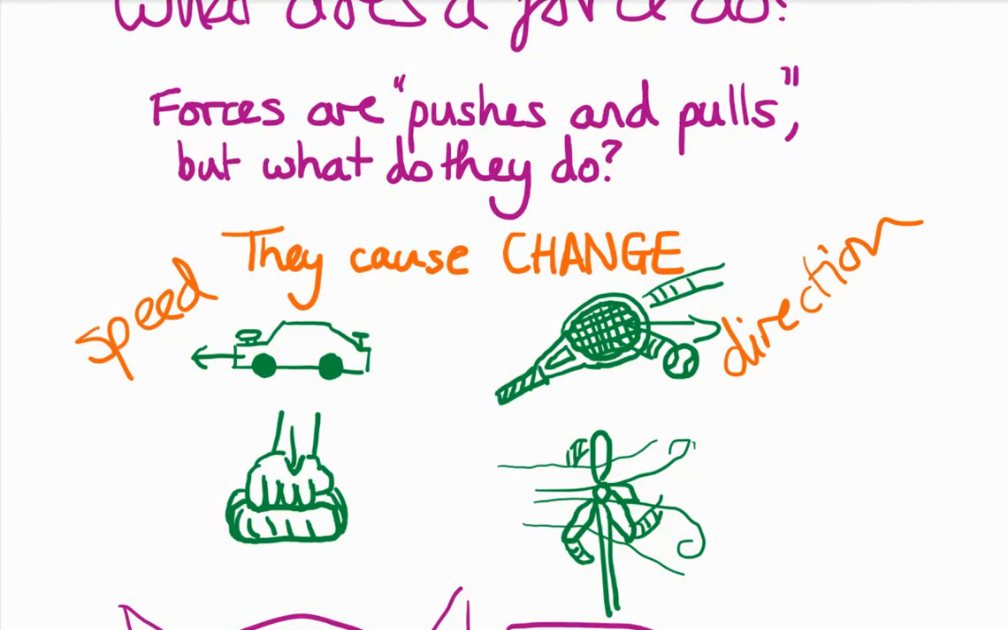On top of that, we can also, as in the kneading bread situation in the bottom left there, change an object's shape. And finally, like with wind turbines, when the force of the wind pushing on the blades causes them to change their rotation.